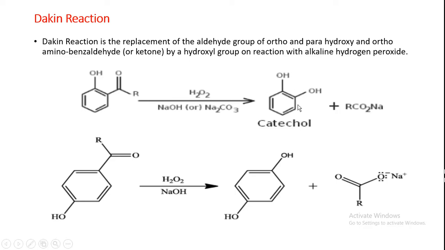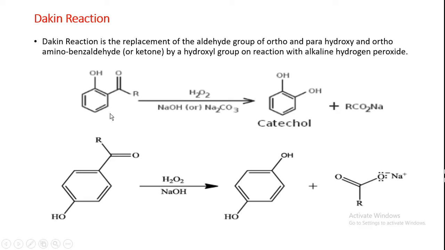See here, earlier this aldehyde or ketone was there, but after completion of the reaction the compound will be substituted with this group. The aldehyde or ketone group will be substituted with OH, that is a hydroxyl group, on reaction with alkaline hydrogen peroxide. That means in the presence of base, alkali means base, and hydrogen peroxide.